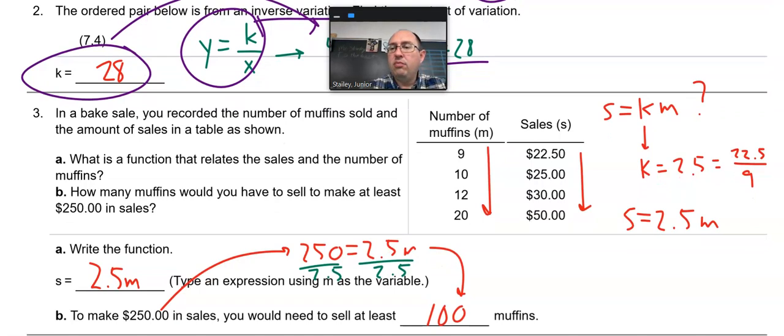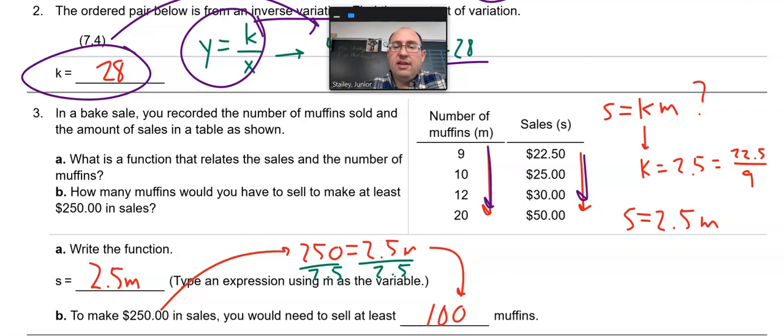The bake sale. We've got the number of muffins and the sales. Notice that as X is getting bigger, Y is getting bigger. That's not inverse variation. That's direct variation. What's it doing in the middle of an inverse variation section? I don't know. But it's a cool problem anyway. So, helps me review, I guess.